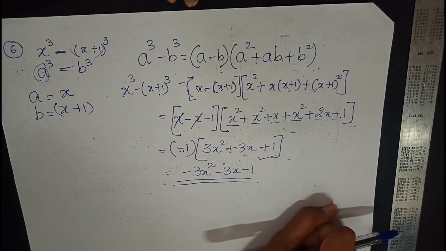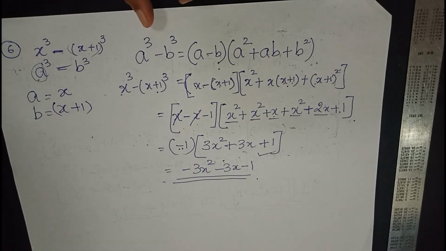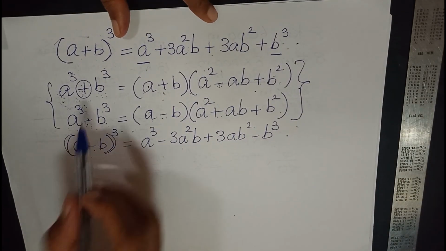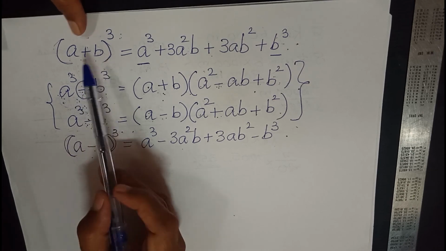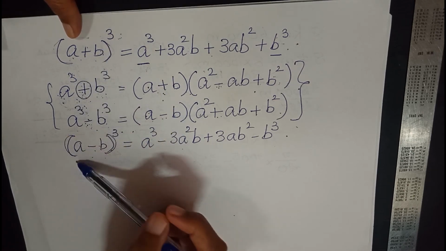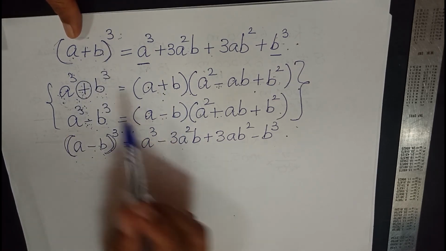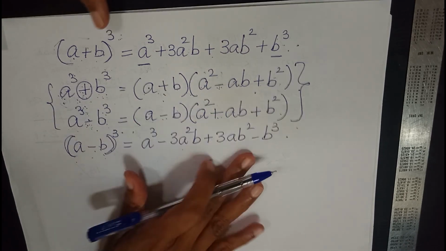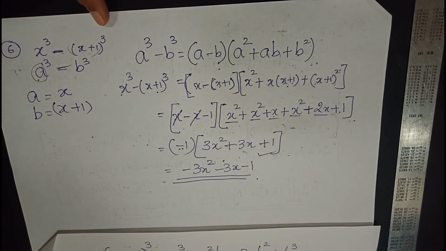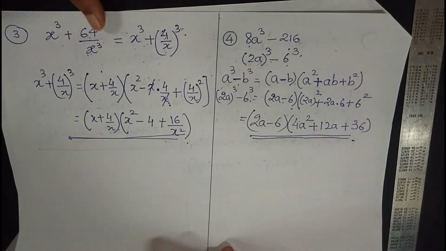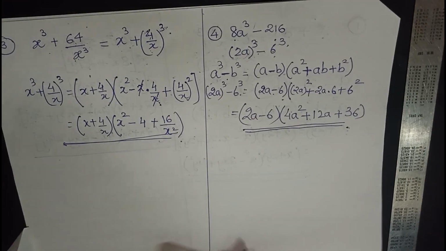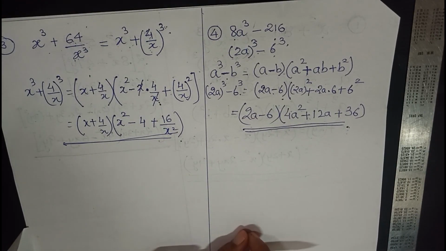So this was the formula that we learned today. That is a plus b the whole, a cube plus b cube and a cube minus b cube. Do not confuse it between a plus b the whole cube and a minus b the whole cube. So these are the formulas I have used today to factorize some questions, and I hope you have understood it and you will be able to solve the textbook exercise. Thank you.